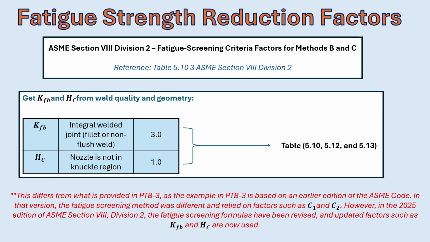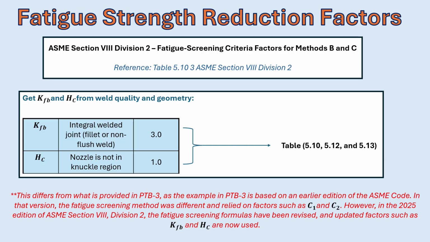So first, fatigue strength reduction factor. As we saw in the previous slide, there are two factors. One is Kfb and one is Sc. They are called fatigue screening criteria factors for methods B and C. We can refer to Tables 5.10 to 5.13 to get the values.